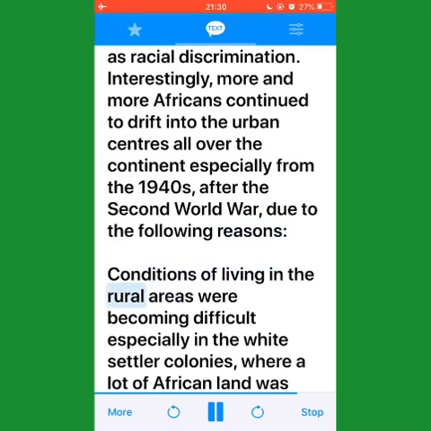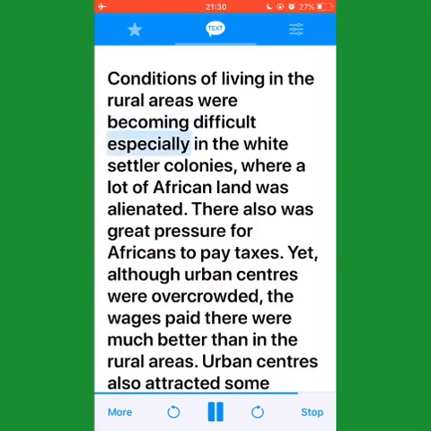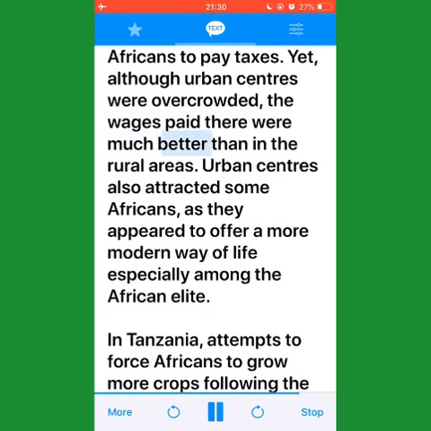Conditions of living in the rural areas were becoming difficult, especially in the white settler colonies, where a lot of African land was alienated. There also was great pressure for Africans to pay taxes. Yet, although urban centers were overcrowded, the wages paid there were much better than in the rural areas. Urban centers also attracted some Africans, as they appeared to offer a more modern way of life, especially among the African elite.